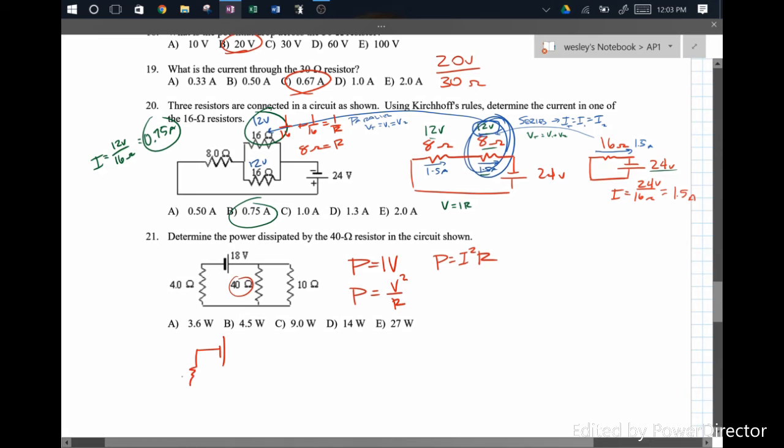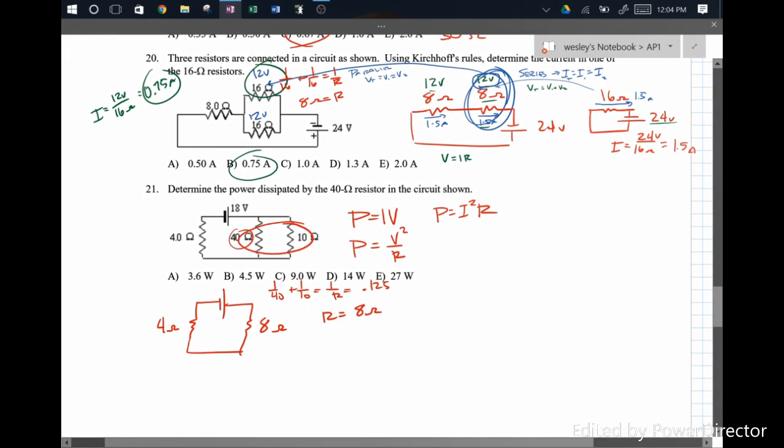So we have a 4 ohm resistor. We're going to combine these two things that are in parallel. 1 over 40 plus 1 over 10 is equal to, I believe, 1 over my resistance. So 1 over the resistance is 0.125, making that resistance equal to 8 ohms between those two. So combining it down, you get 12 ohms and 18 volts.